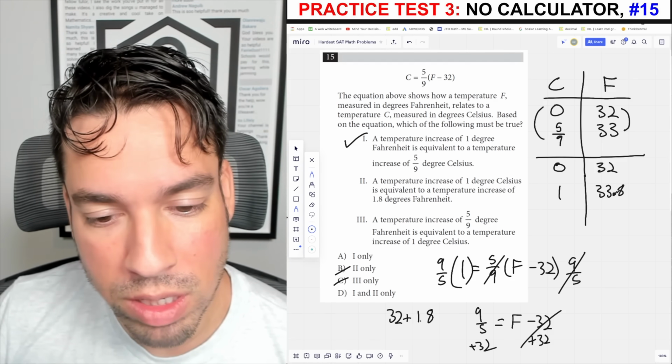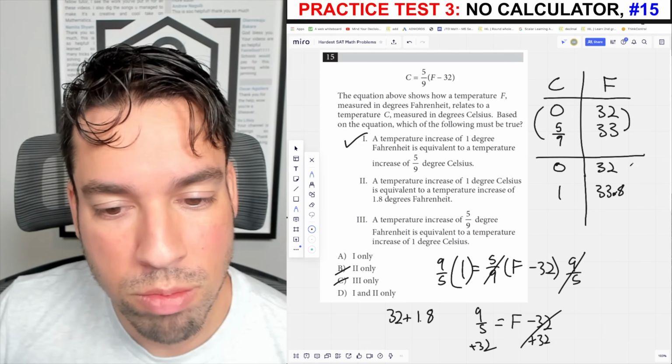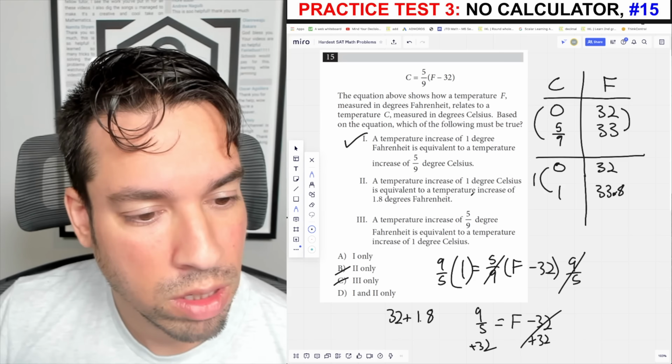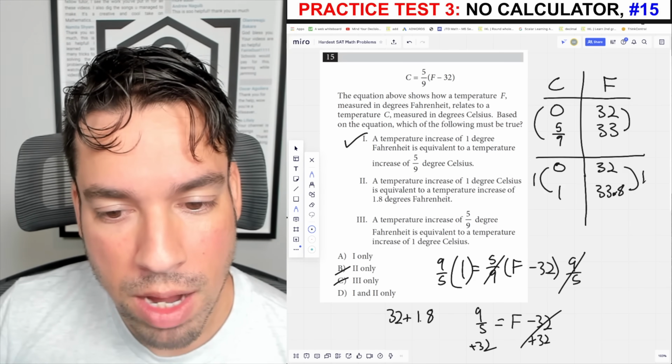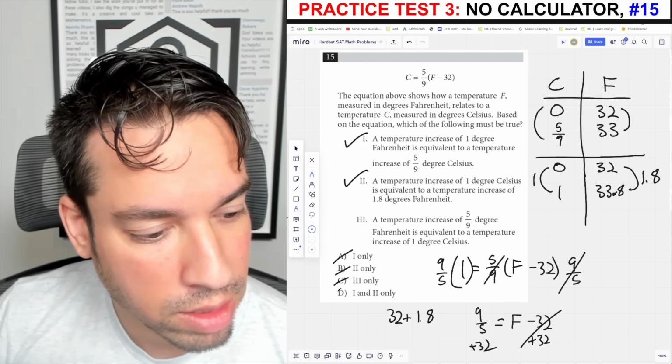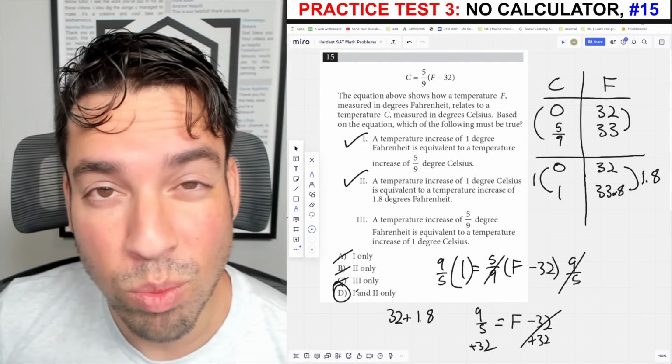But you probably already see that this is indeed true, because when Celsius goes up by 1, Fahrenheit goes up by 1.8. So 2 is also true, which means A is out and D is the winner.